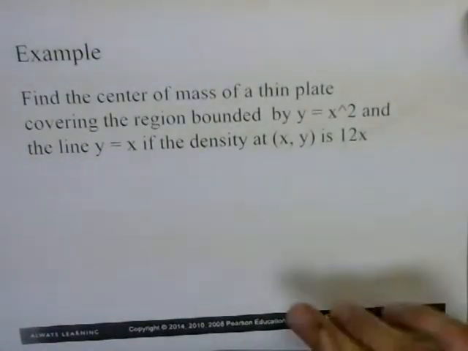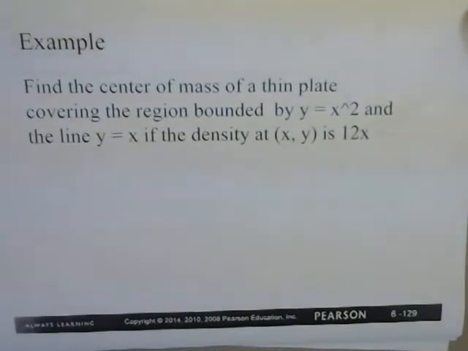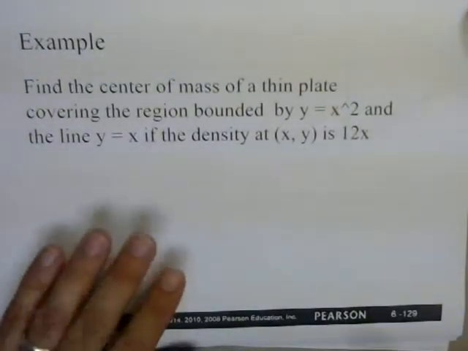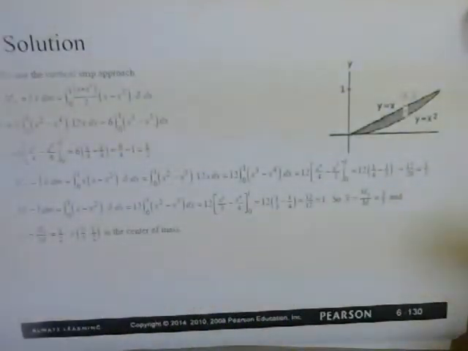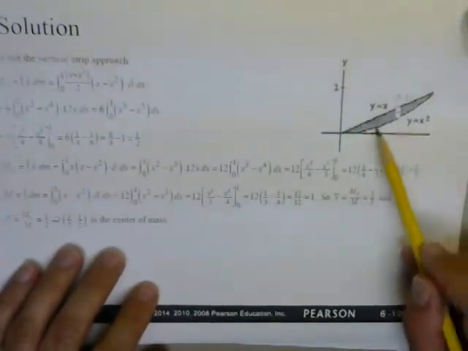Let's look at another example here. Let's say you want to find the center of mass of a thin plate. So we'll assume that the plate doesn't have any thickness to it, covering a region bounded by y equals x squared and the line y equals x. In this case, the density will vary linearly. It'll be 12x.